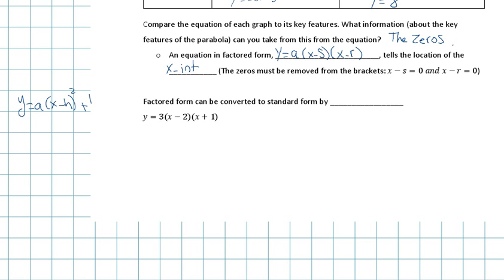What can I find from factored form? The x-intercepts, or the zeros. Yeah, my bad. Okay? So what are my x-intercepts here? 2 and negative 1. How do I know that? I take this and I set it equal to 0. Bring it over, so x equals 2.